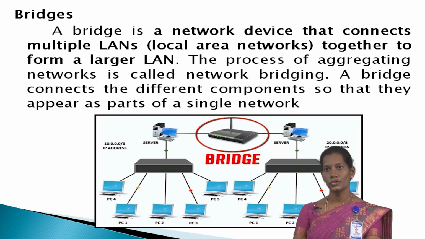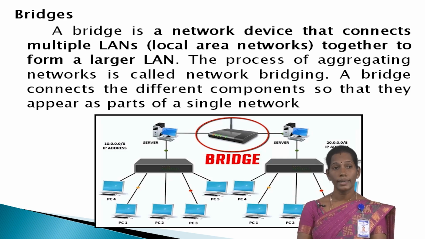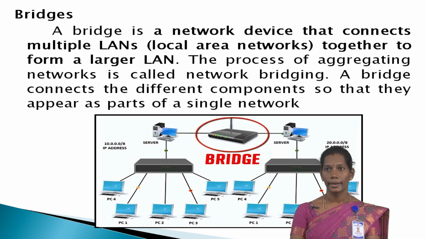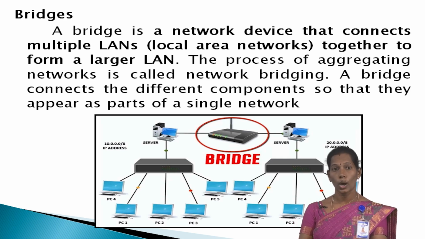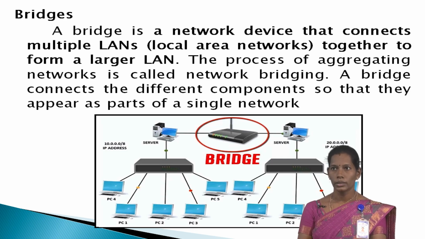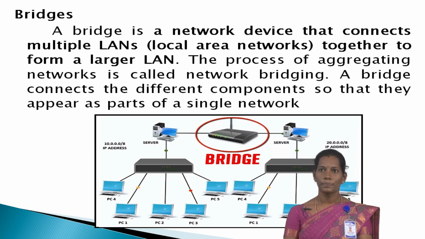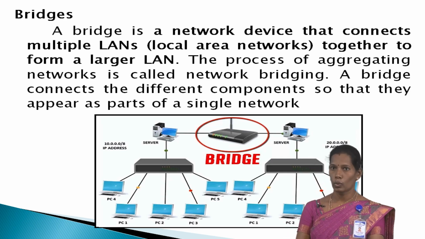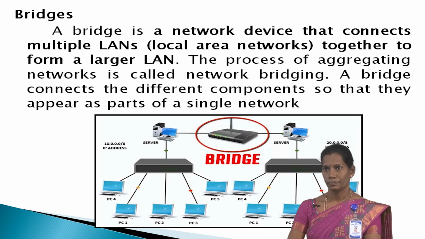And next one, bridges. A bridge is a network device that connects multiple LANs, that is local area networks, together to form a larger LAN. The process of aggregating networks is called network bridging. A bridge connects the different components so that they appear as part of a single network. That is the model of the bridge connection.